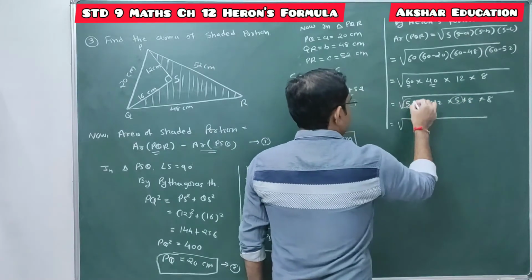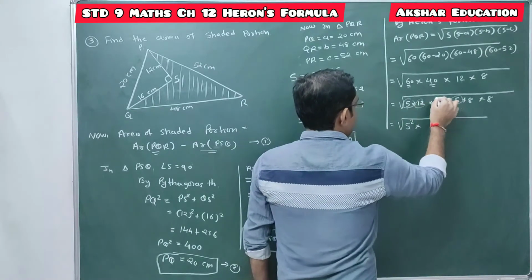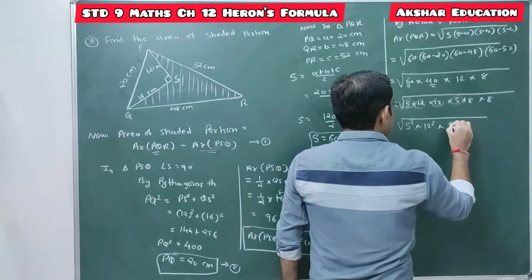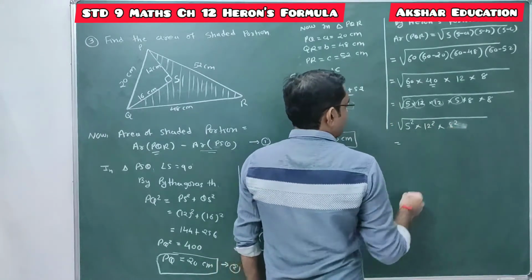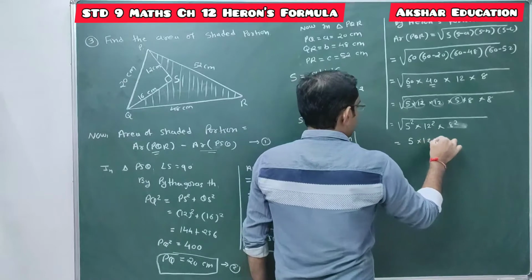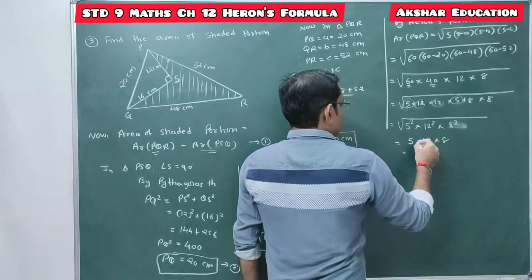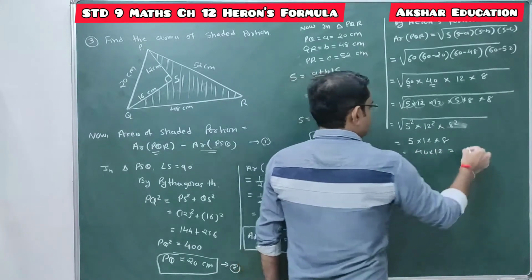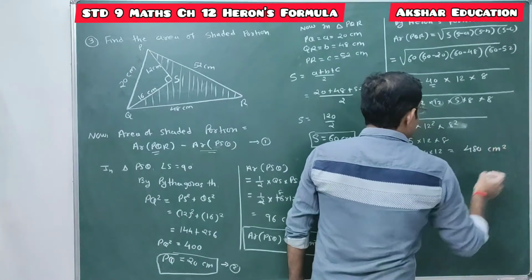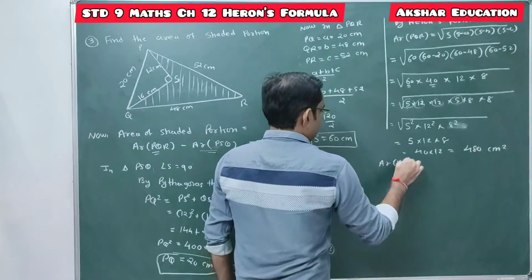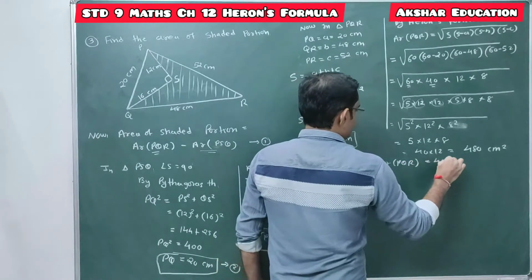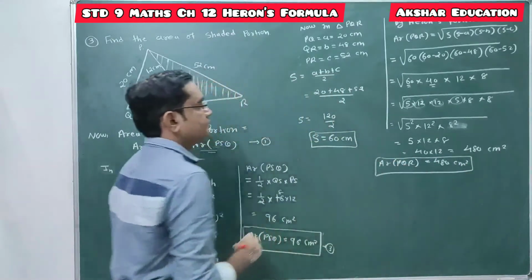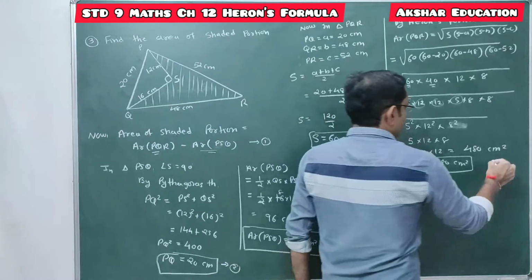5 into 5, 5 square, 12 into 12, 12 square, and 8 into 8, which is 8 square. So this square and square root will cancel. So we are getting 5 into 12 into 8. So 8 5s are 40, 40 into 12, so it's 480 centimeter square. So this is the area of triangle PQR. Area of triangle PQR is 480 centimeter square. Say this one as result number 4.